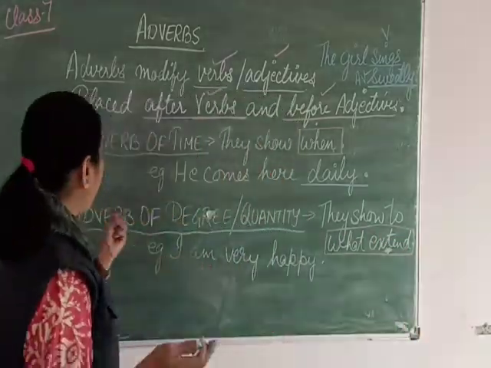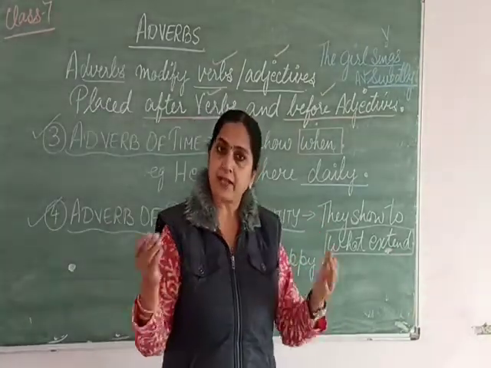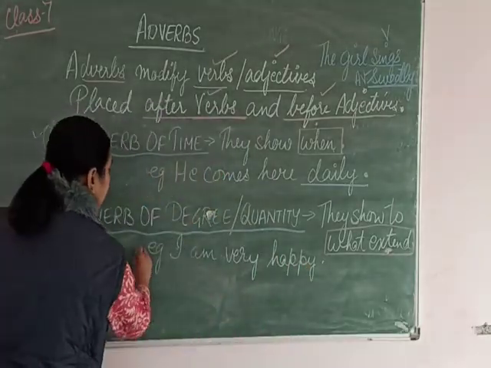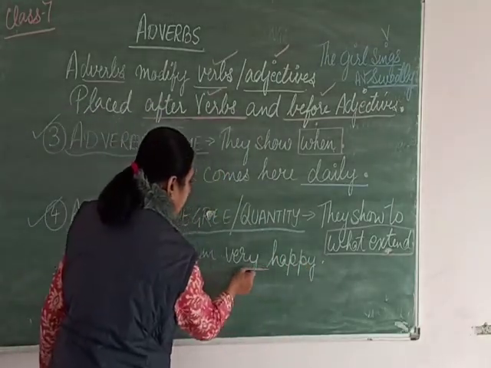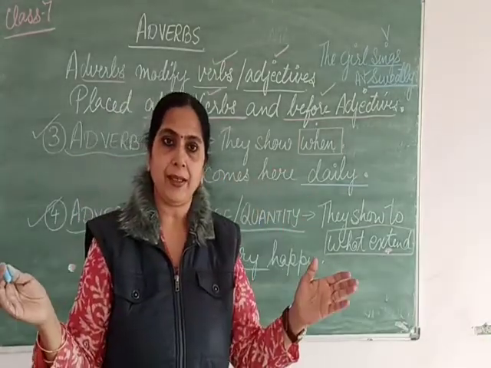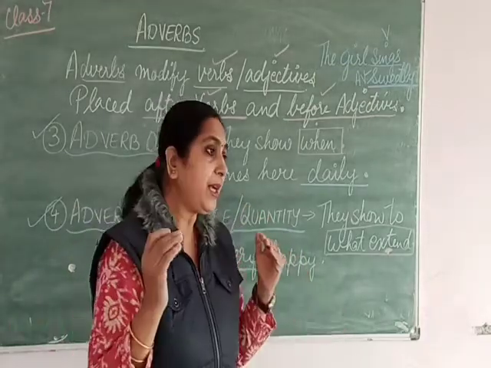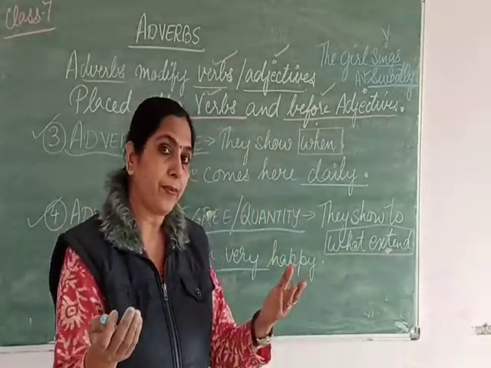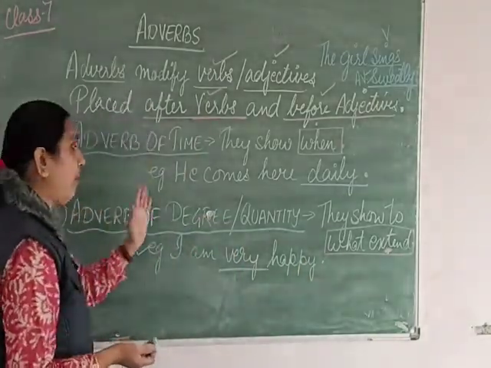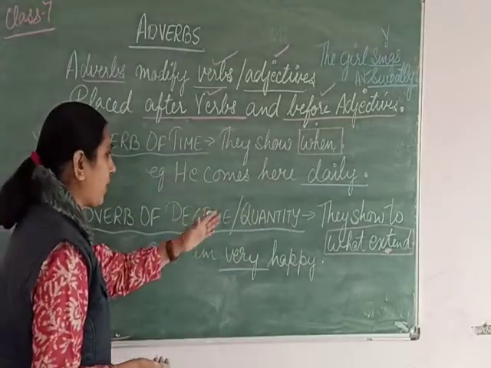In a sentence, an adverb of degree or quantity indicates to what extent, how much. For example, I am very happy. That is, I am extremely happy, I am too much happy. So it indicates how much the person is feeling, the degree or quantity. So that is adverb of degree or quantity.